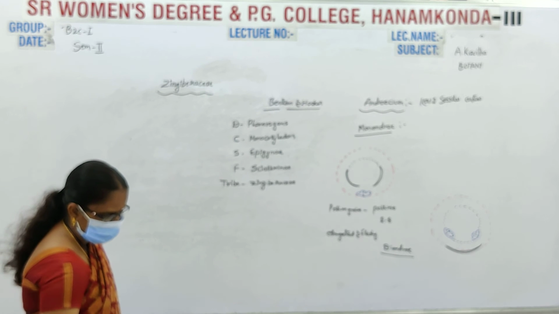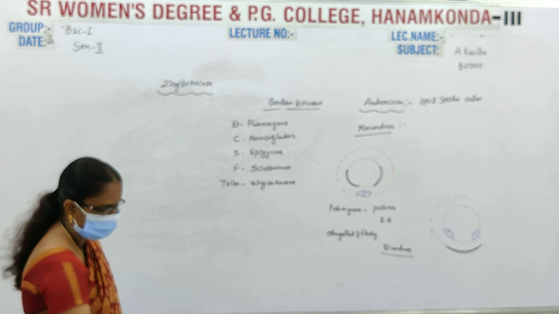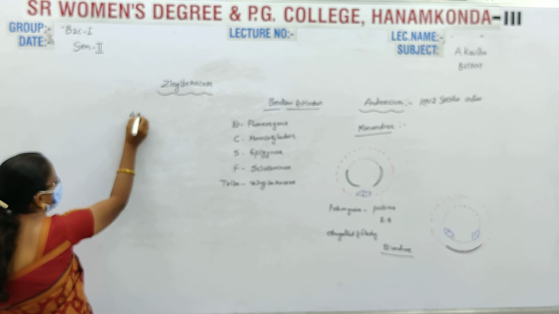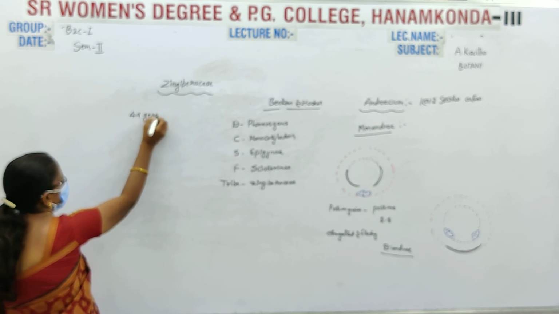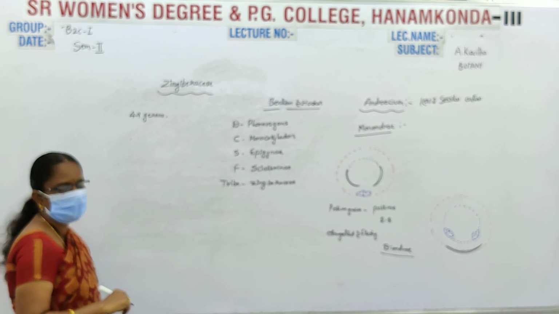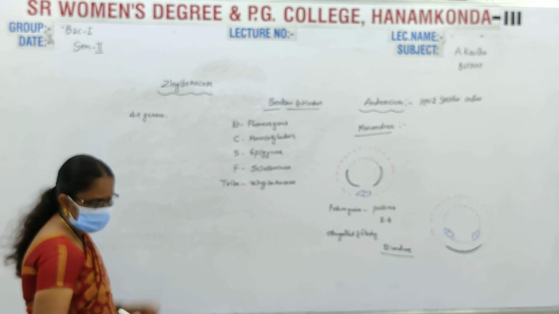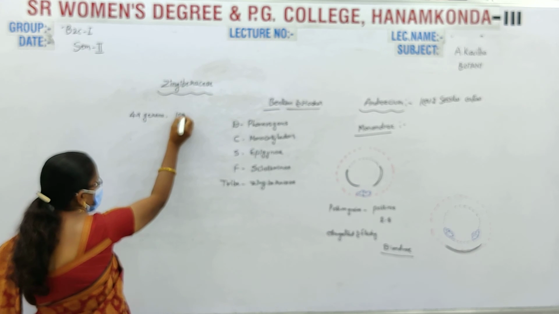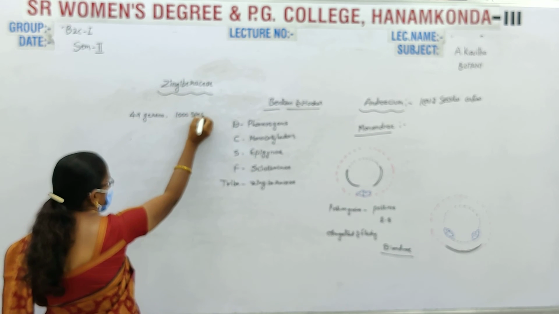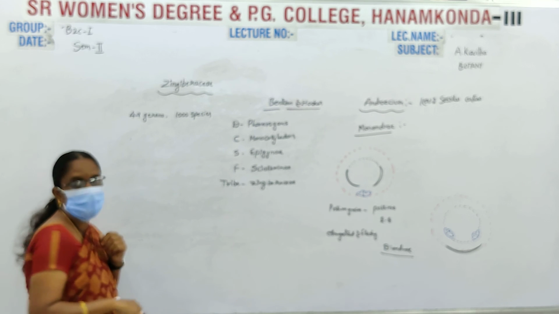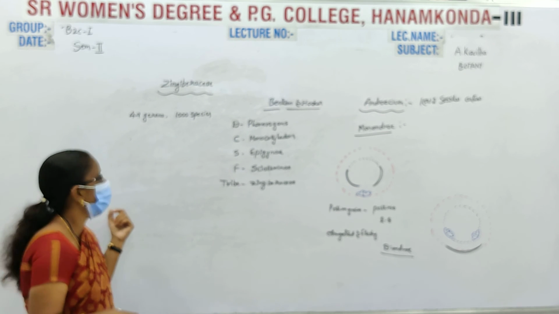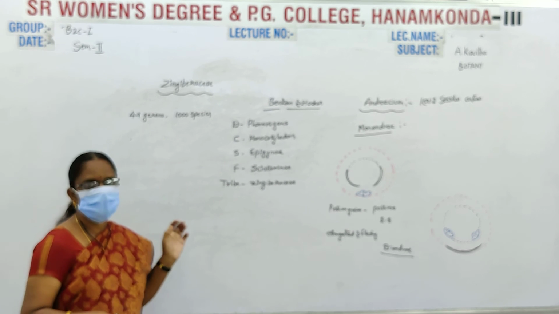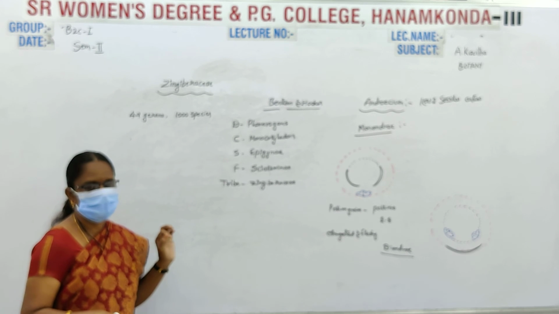In Zingiberaceae family, 49 genera and 1000 species are present. And next, the examples of the Zingiberaceae family.